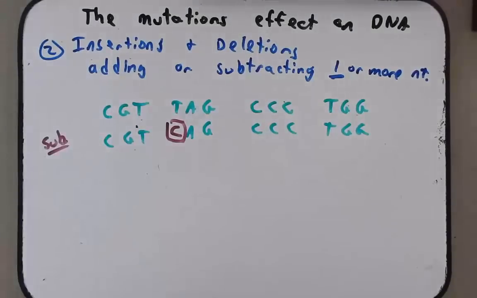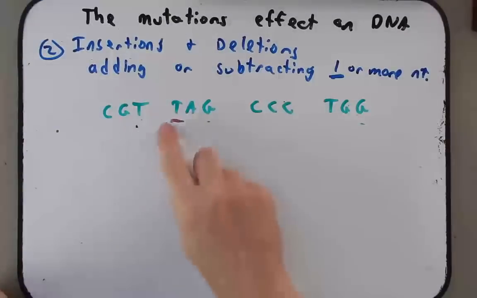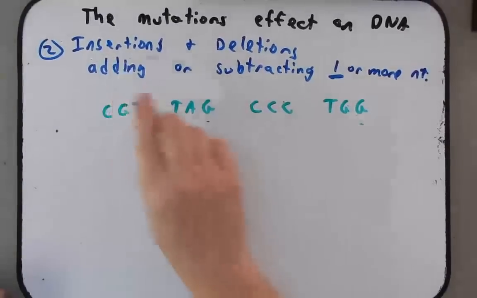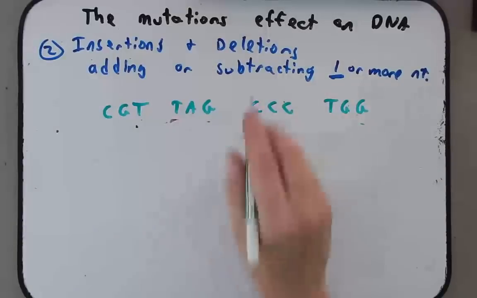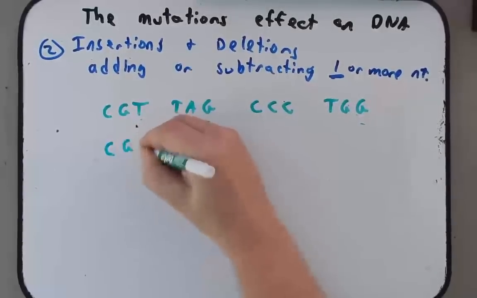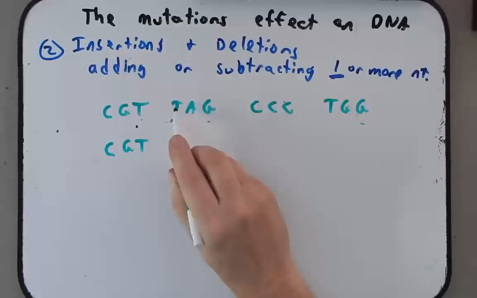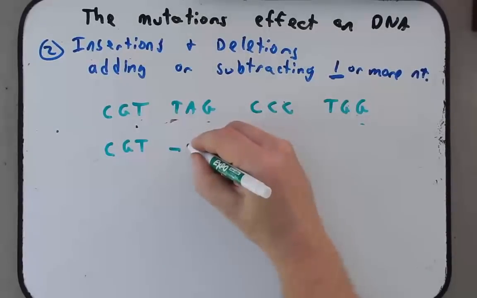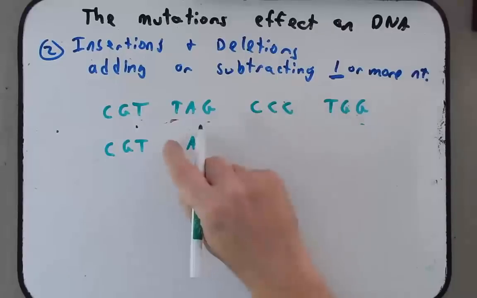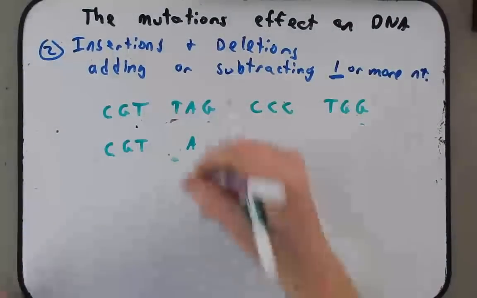But what I really want to talk about here is what happens if we have an insertion or a deletion. So let's look at a deletion here. Let's go CGT, and this time let's say instead of substituting the T, we're going to delete it. So it's no longer going to be there. So I'll put a dash there just so we can remember that. And I'll make it a different color here as well.